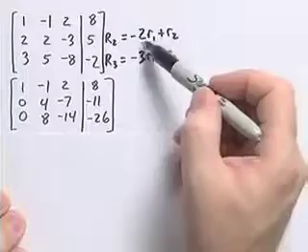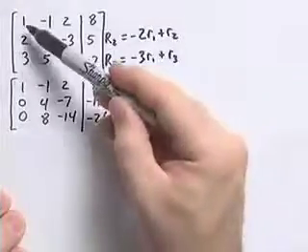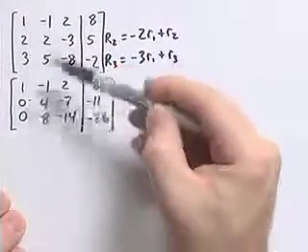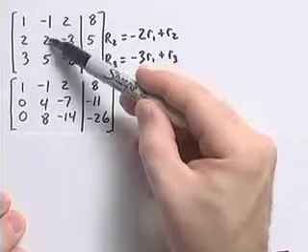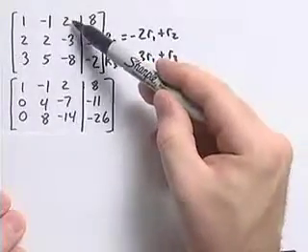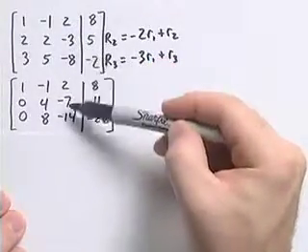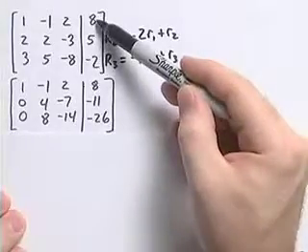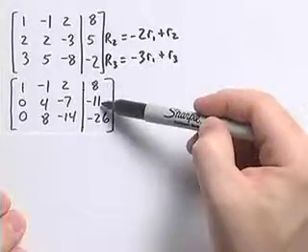To get our new row 2, we perform this operation. Negative 2 times 1 plus 2 is 0. Negative 2 times negative 1 plus 2 is 4. Negative 2 times 2 plus negative 3 is negative 7. And negative 2 times 8 plus 5 is negative 11.